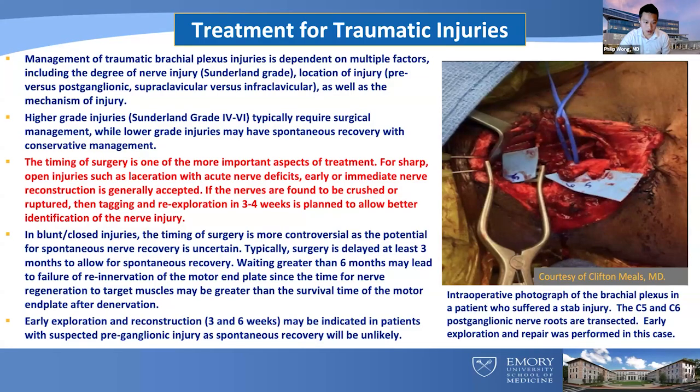So in cases with pre-ganglionic nerve root injuries, they still might do early exploration and reconstruction, since spontaneous recovery is pretty unlikely. This is an intraoperative photograph of a plexus injury after a stab, and the C5 and C6 nerve roots are here and they're transected, and so they actually did early exploration and repair. This is one of the surgeons that we worked with.